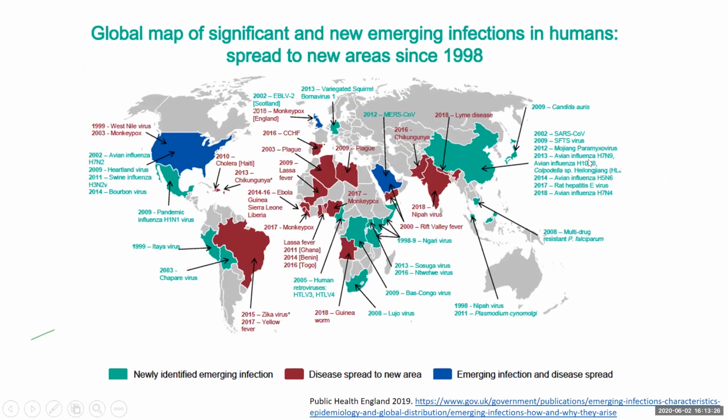So emerging infectious disease events are thought to be increasing over recent decades. And this map by Public Health England just shows the wide range of newly identified infections, or ones that have spread to new geographic areas since only 1998, and most of these being of zoonotic origin. And while, of course, improvements in surveillance systems and capacity to detect new events is likely to play a role in this trend, it's unlikely that this is the only or possibly even the main reason. Next slide, please.